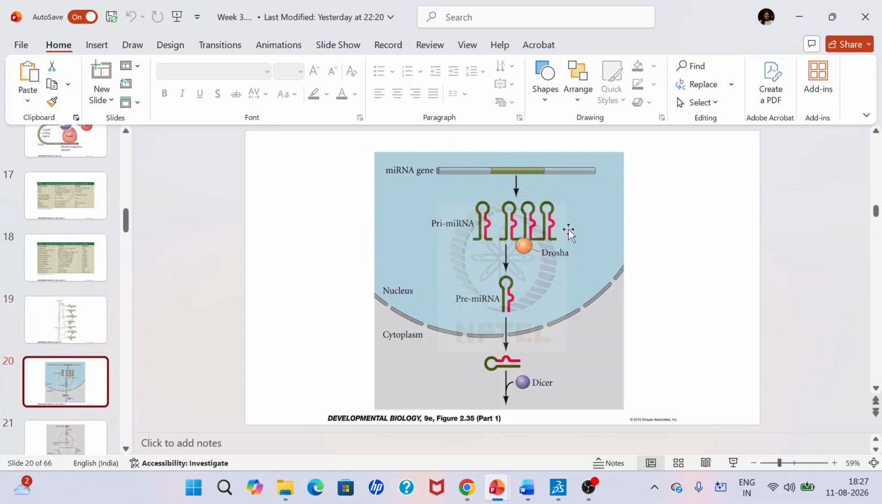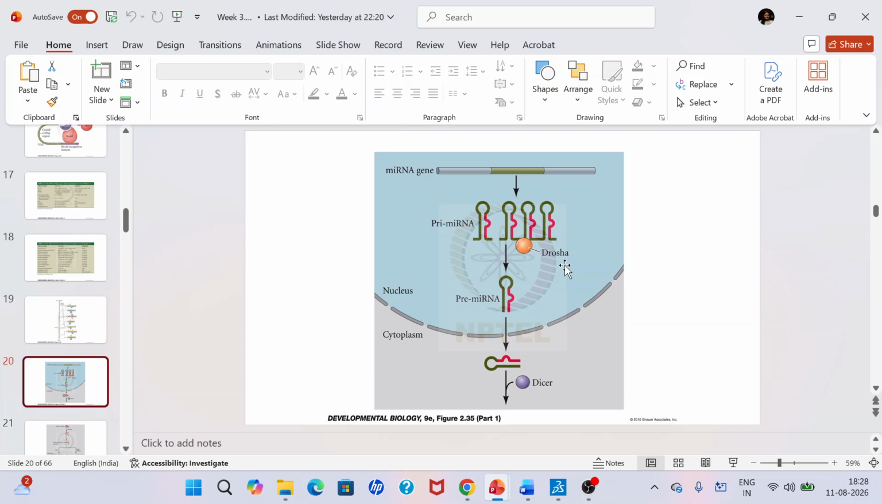miRNA, which we discussed in the last class also, is the microRNA. These microRNAs control the expression of a particular gene by binding, or by recruiting some kind of enzyme there which will not let that RNA get translated. So at many levels miRNA works.